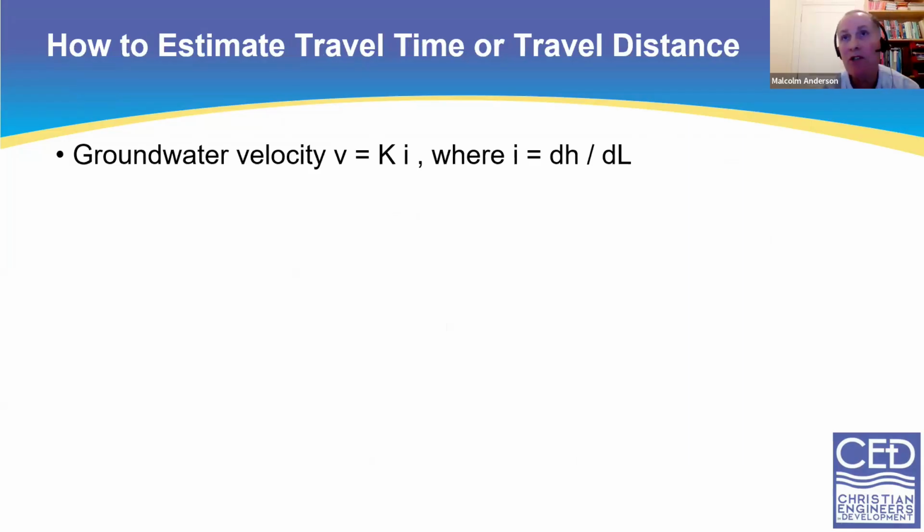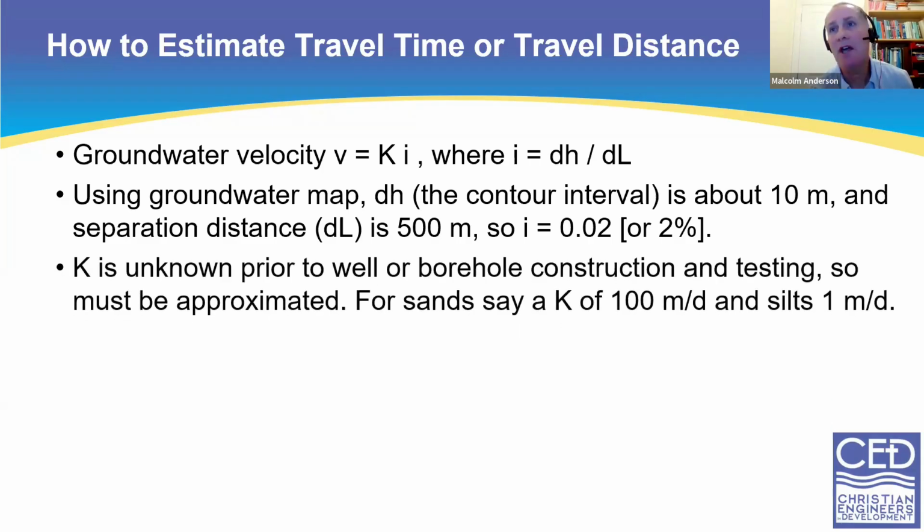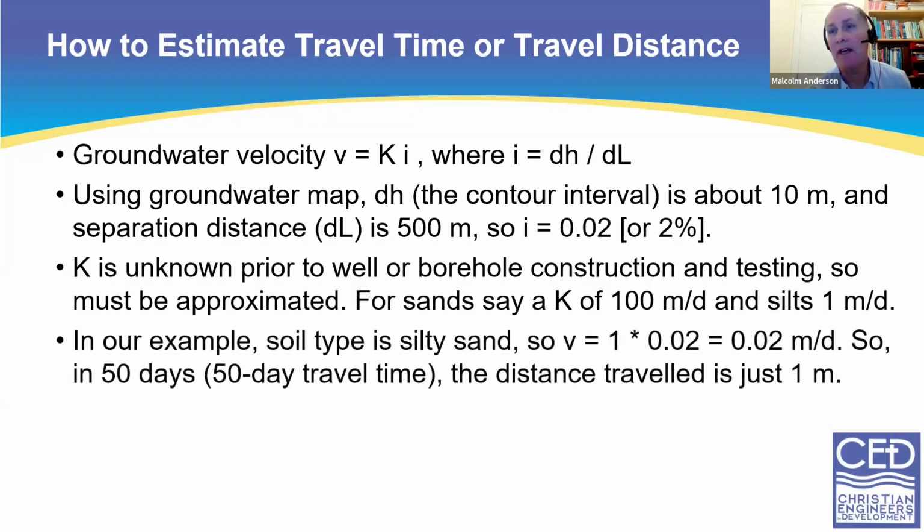Now, in travel time or travel distances, you calculate the velocity, and that's calculated from the contour interval from the previous map that I constructed. I can use those values to calculate that the gradient is about 2%, meters in distance and meters in height. And then the K is unknown prior to the test, but the well is expected to be in silts, and so we can expect a value of 1 meter per day. When we calculate that, it gives us a velocity of 0.02 meters per day.